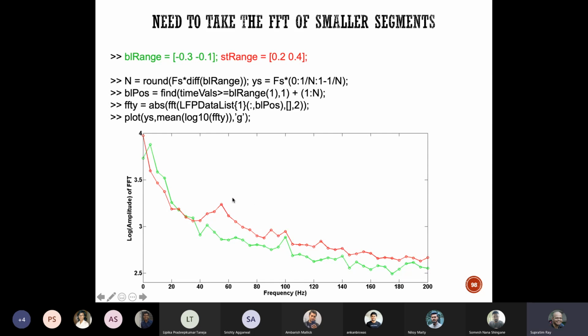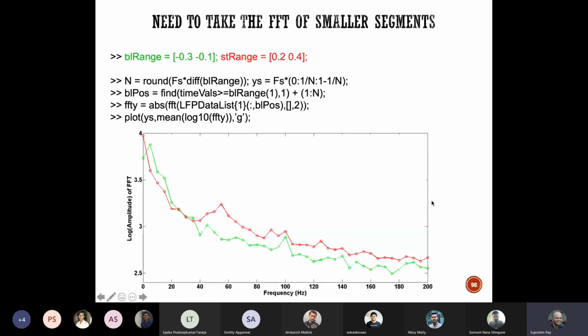Okay, and based on this, we can say that there is an oscillation at around 50 hertz here, and there's a suppression at lower frequencies also, which is a very typical response when a stimulus is presented. Okay, there's always a suppression at lower frequencies, and if the stimulus is appropriate, you might see an increase in power at gamma frequencies.